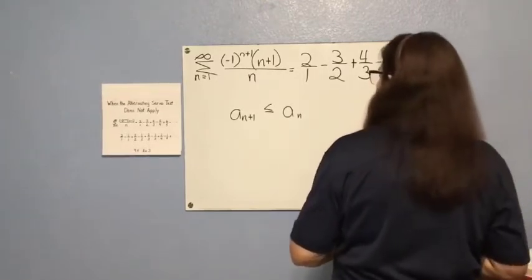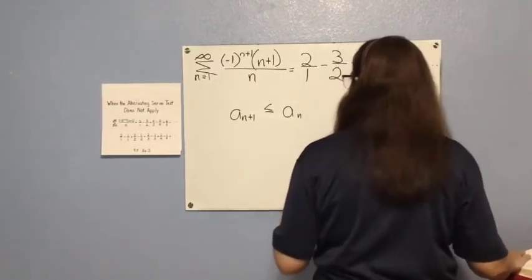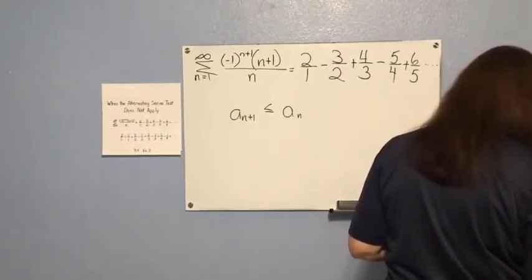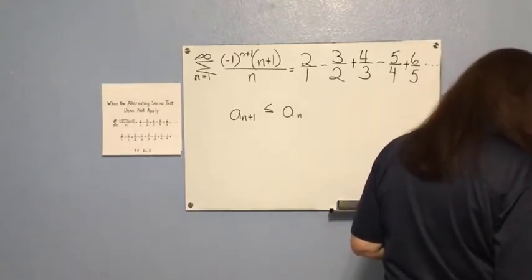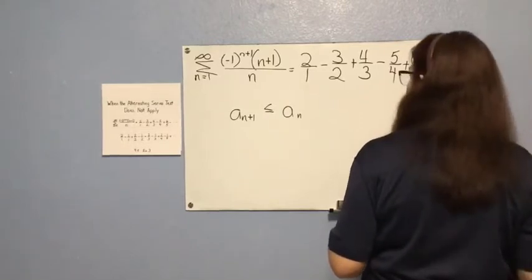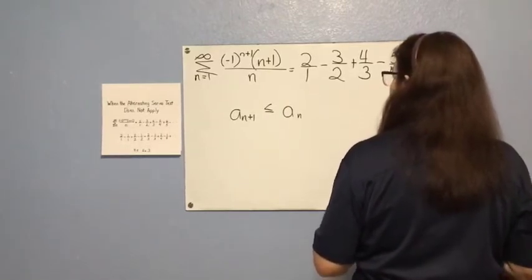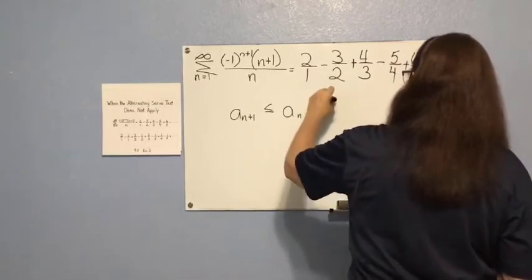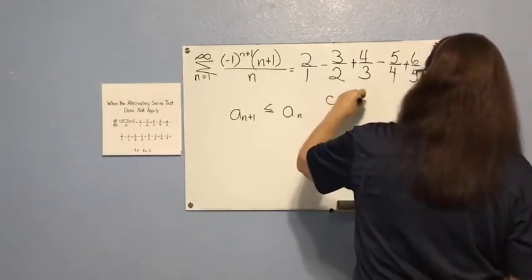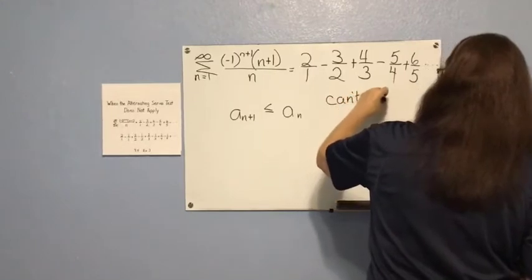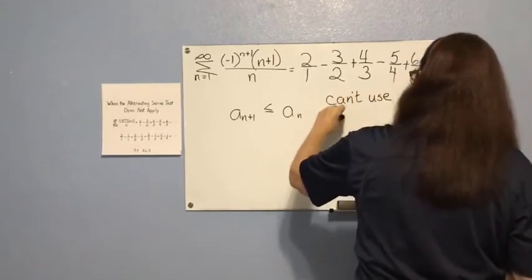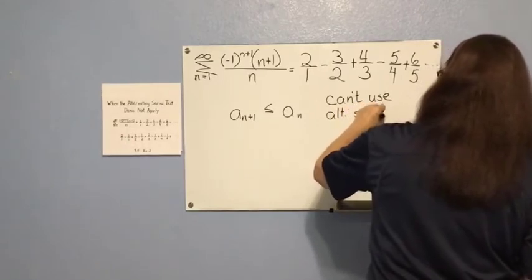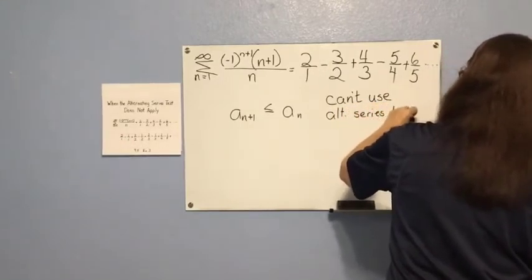Okay, but we can't use the alternating series test because we didn't pass the first condition that the limit equals 0. So we can't use the alternating series test in this case.